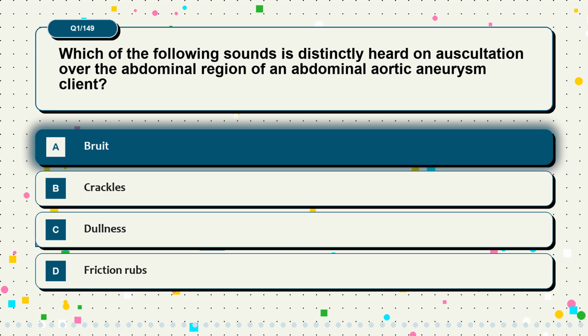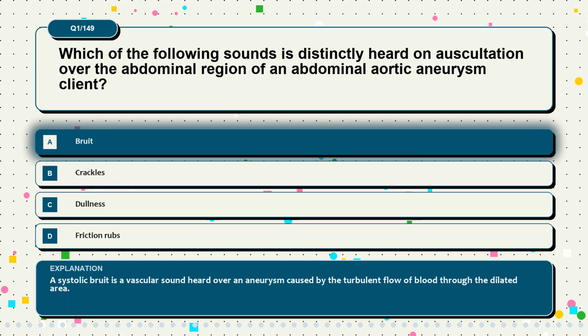The correct answer is option A, bruit. A systolic bruit is a vascular sound heard over an aneurysm caused by the turbulent flow of blood through the dilated area.